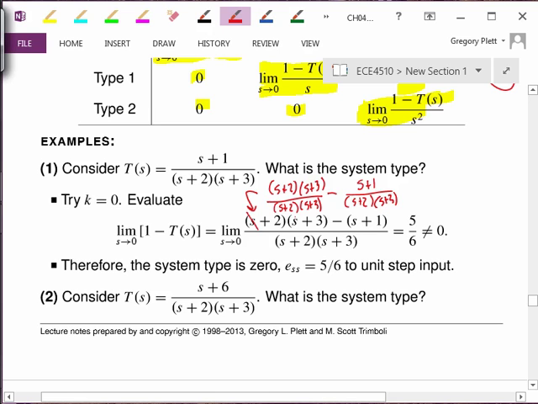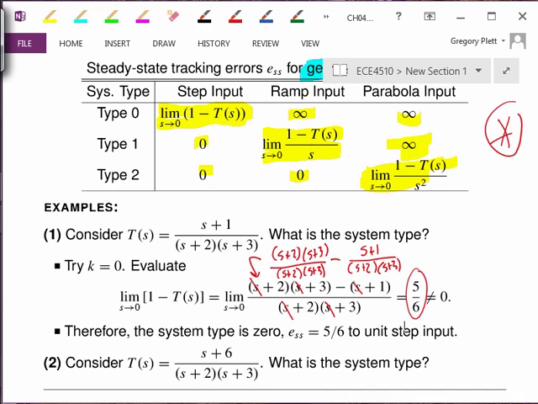The s terms go to 0, and I get 2 times 3 minus 1 in the numerator, which is 5, and 2 times 3 in the denominator, which is 6. Overall steady-state error of 5/6, not 0. Therefore, we can stop. We know the system type is a type 0 system. Why? Because I did this limit, and I found that it was not 0. Therefore, I have a type 0 system, and the steady-state error is 5/6 to a unit step input.